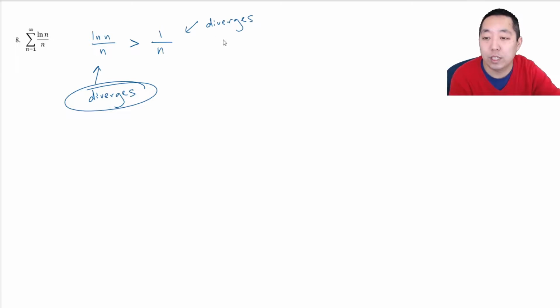So this one you would say diverges. You need to make an argument when you explain these out. This one diverges by the harmonic series, or the p-series test.